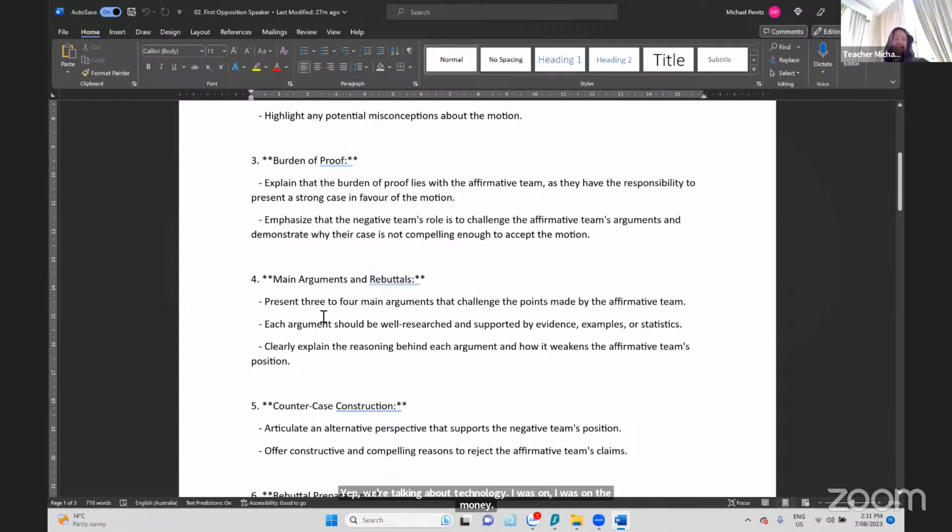Okay, so we need to make sure that we present 3 to 4 main arguments that challenge the points made by the affirmative team. Each argument, again, should be well researched and supported by evidence, examples, or statistics.